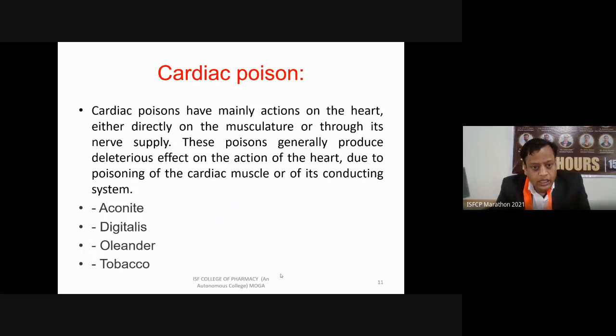They are aconite, digitalis, oleander, and tobacco. See, these are all examples included under cardiac poison. So I am repeating, cardiac poisons have mainly action on the heart. They either directly act on the heart muscles or they act through the nerve supply. So these poisons generally produce a very deleterious effect on the action or functioning of the heart.